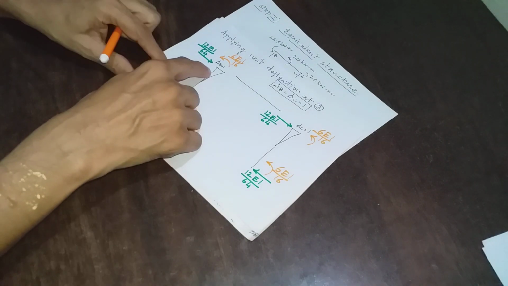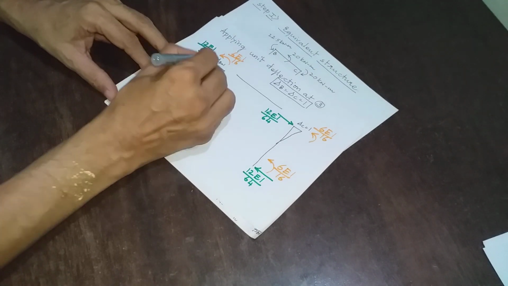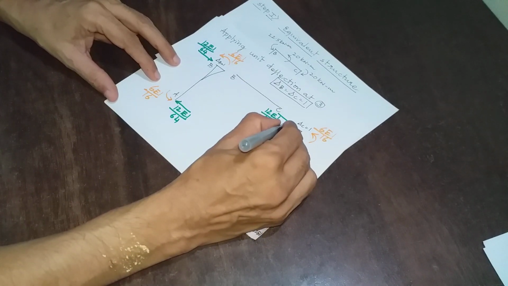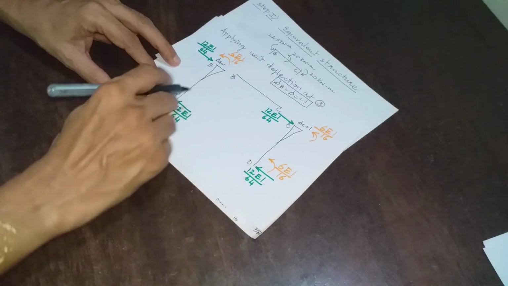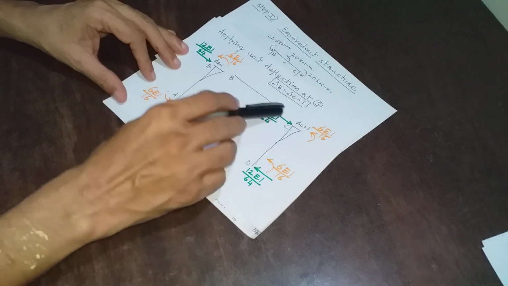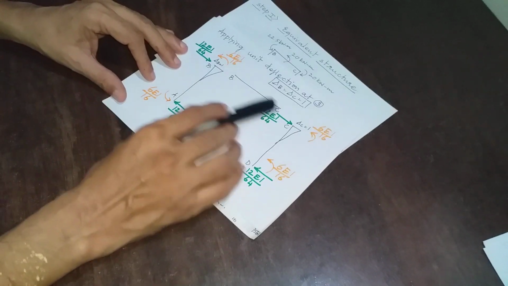Now due to this deflection, is the BC portion going to get affected? No, not at all. BC will deflect as it is. There is no deflection in BC. There is a deflection perpendicular to AB and a deflection perpendicular to CD, but the BC portion will not get affected at all. So there is no force generated in the portion BC. So this is the diagram of unit deflection at coordinate 3.